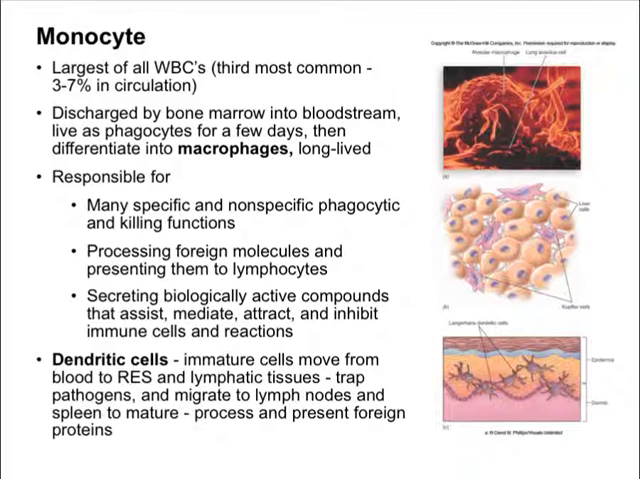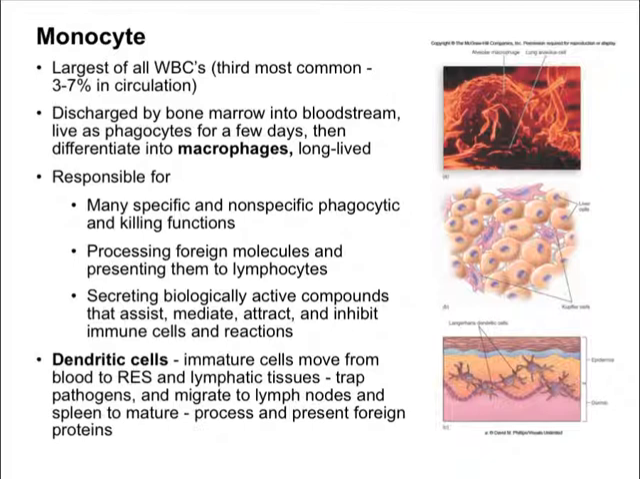They're responsible for many specific and non-specific phagocytic and killing functions. So we'll see them in this chapter and the next chapter. Because again, they are the trash picker-uppers. They process foreign molecules by presenting them to lymphocytes and saying, hey, this is some foreign stuff, go for it. They secrete biologically active compounds that assist, mediate, attract, and inhibit immune cells and reactions. So they're key players in both specific and non-specific responses.